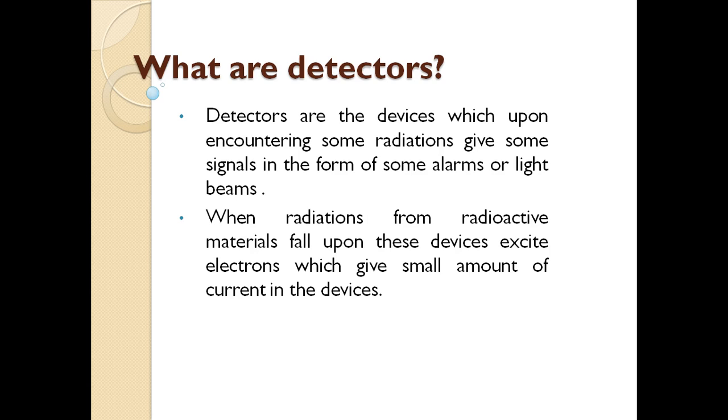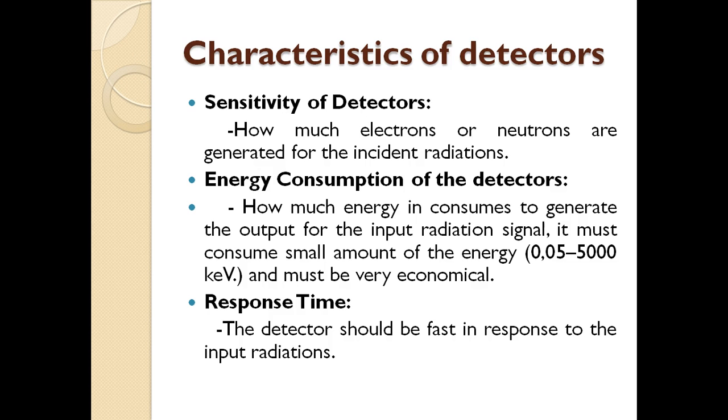Detectors are devices which, upon encountering some radiations, give some signal in the form of some alarms or light. What happens is that when radiation falls upon the devices, it excites electrons which give a small amount of current, which is our requirement. Here are some characteristics of the detectors.